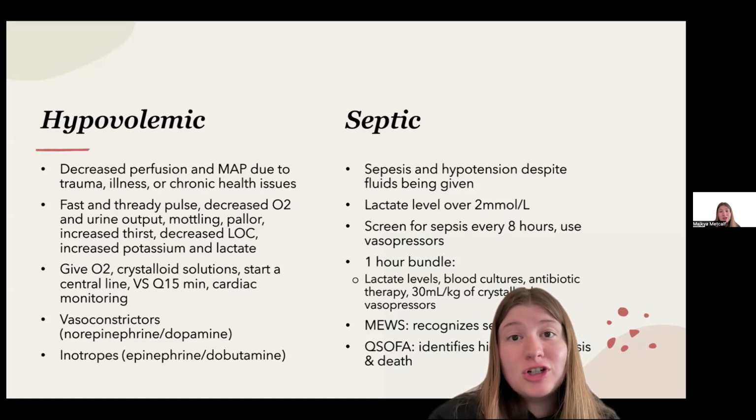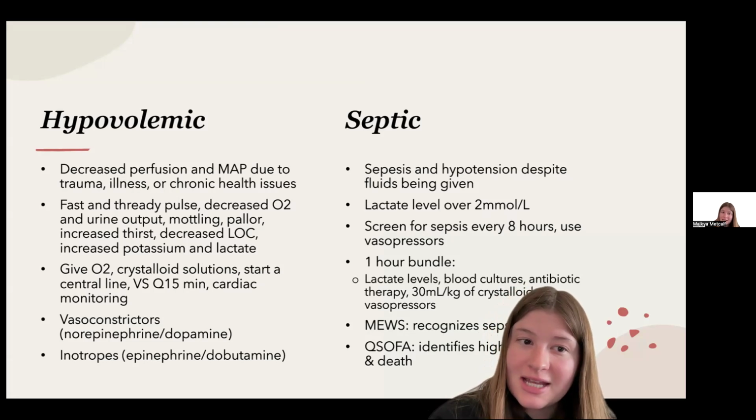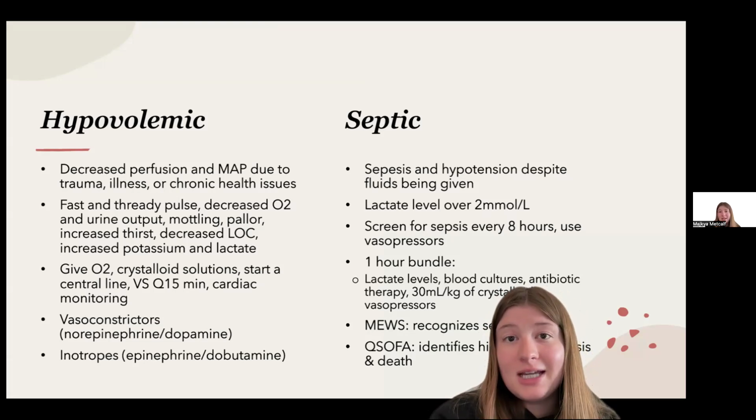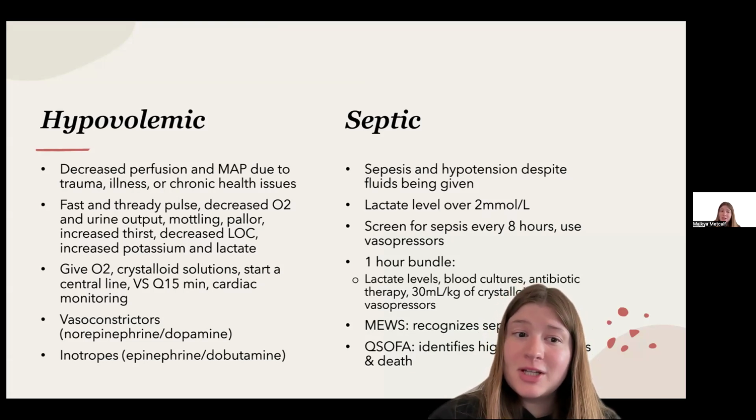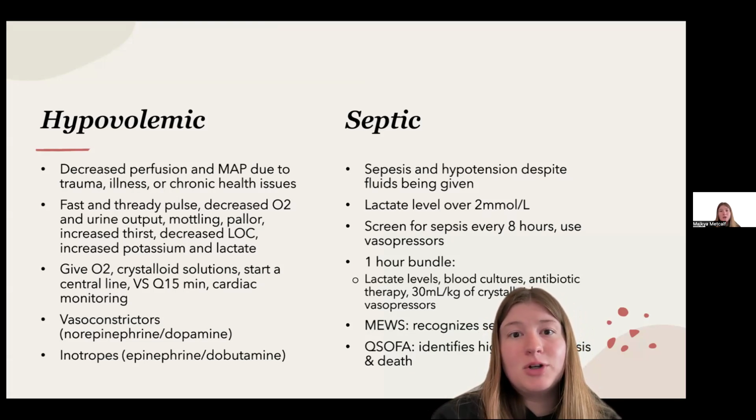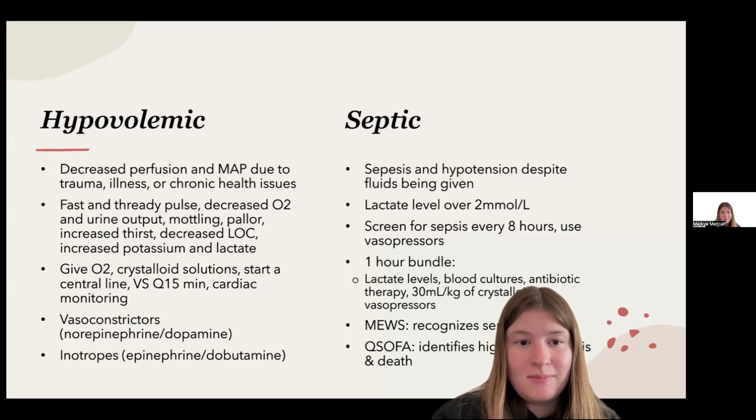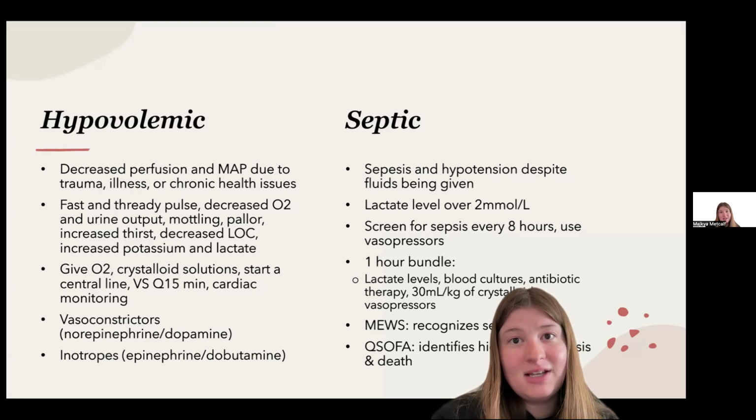They could be really thirsty. They could have altered or decreased levels of consciousness. And then we're also going to see increased potassium levels and increased lactate levels as far as labs go. To treat hypovolemic shock, we're going to be giving our patients oxygen. We might also give them crystalloid solutions like normal saline or lactated ringers. We might start a central line on our patients to give meds, and we're going to be assessing vital signs every 15 minutes, as well as cardiac monitoring.